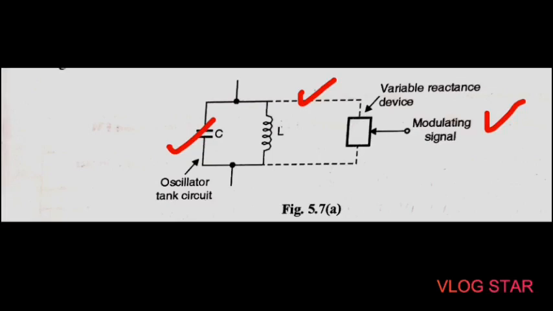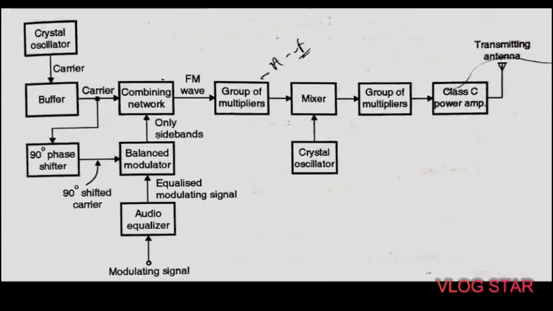Then the second method is the indirect method, which is also called the Armstrong method of FM generation. In the direct method of generation of FM, LC oscillators have to be used and crystal oscillators cannot be used. The LC oscillators are not stable enough for communications or broadcast purposes. Thus the direct method cannot be used for broadcast applications.